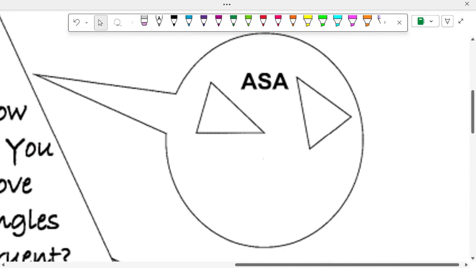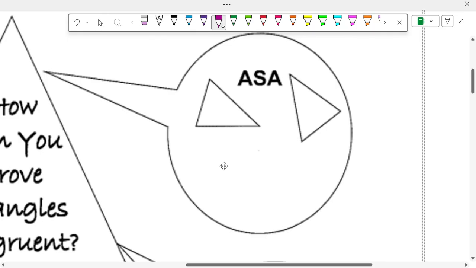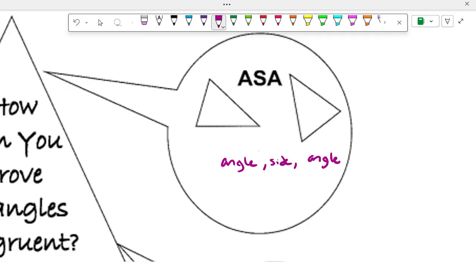Now, what does ASA stand for? Angle, side, angle. Now, be careful with ASA because it's confused a lot with AAS. So the difference between the two is angle, side, angle. Again, if I had ABC and DEF. Angle, side, angle. So let's say that angle A was congruent to angle D because that's the corresponding set, and angle C was congruent to angle F because those are its corresponding pairs.